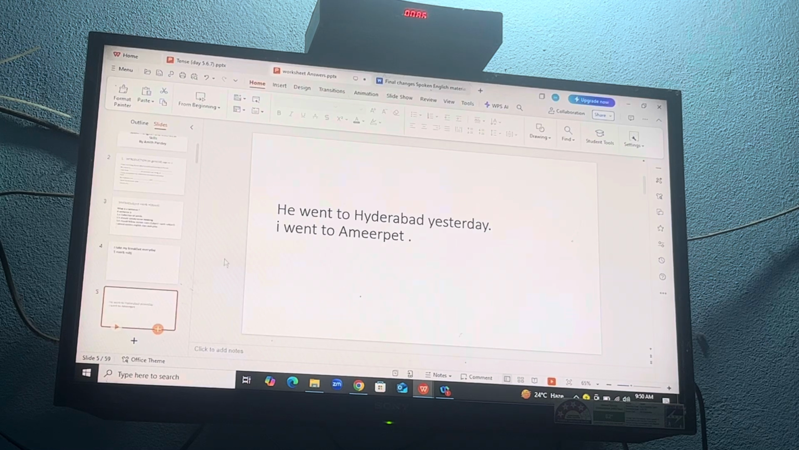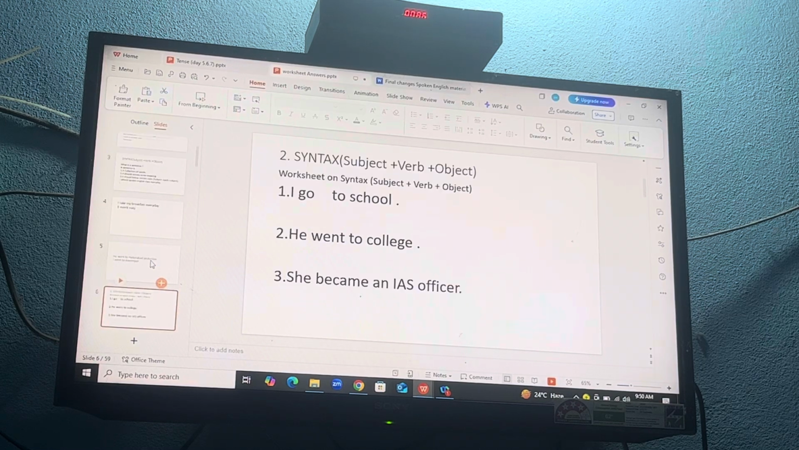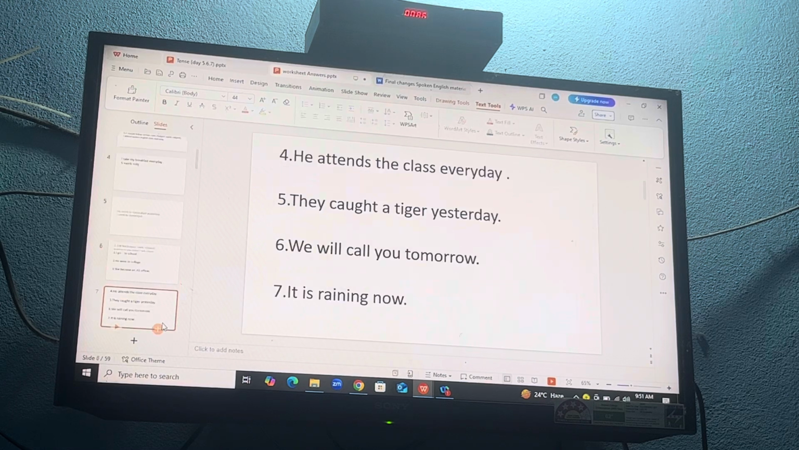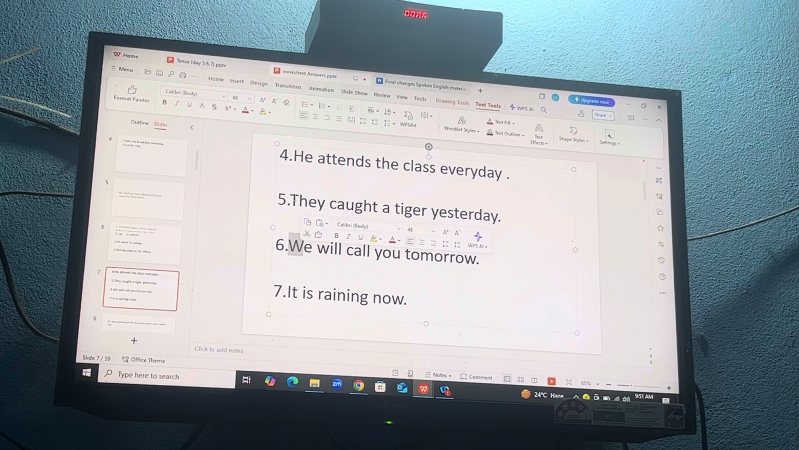Now let me show you a few examples so that you can get more clarity. For example, I go to school. So what is the subject in this? I is my subject, very nice. Go is my verb, and to school is my object. So here are a few sentences for you. Just try to solve, and if you don't get, please let me know. Let me show you the sixth one. As the fifth one you can easily do, that is, they caught a tiger yesterday. So what is my subject here? Very quick, they is my subject, caught is my verb, and the rest everything is object.